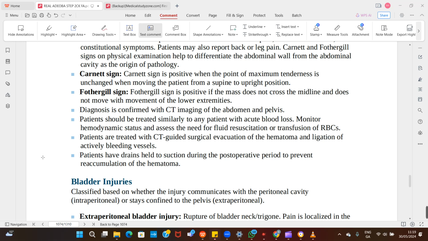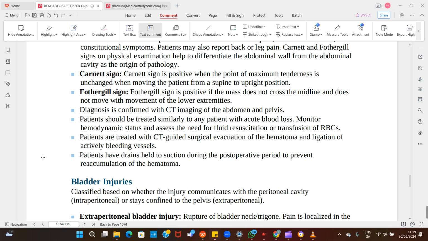And because the mass is confined within the muscle and the sheath, it does not move, it does not change or cross the midline. If it does not cross the midline, that tells you that the source is from the abdominal wall and not from the abdominal cavity, right? And there's no movement, the mass does not move with contraction of that muscle. So that's what the Fothergill sign is suggestive of.